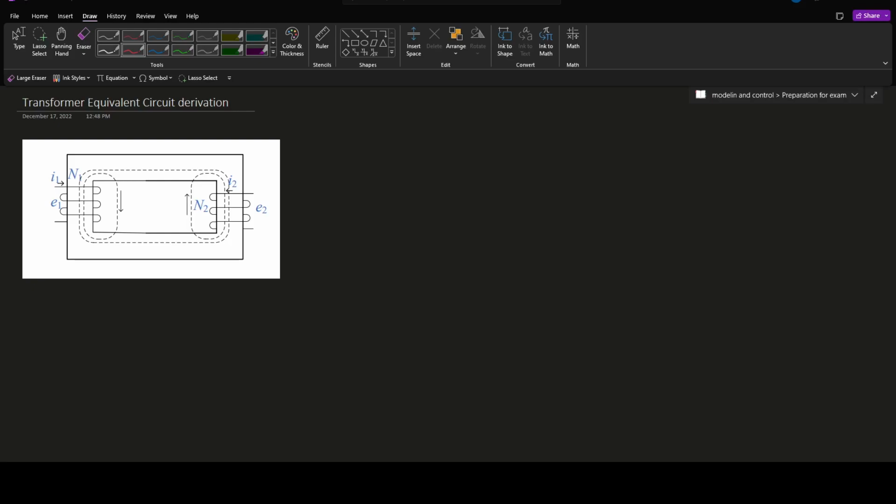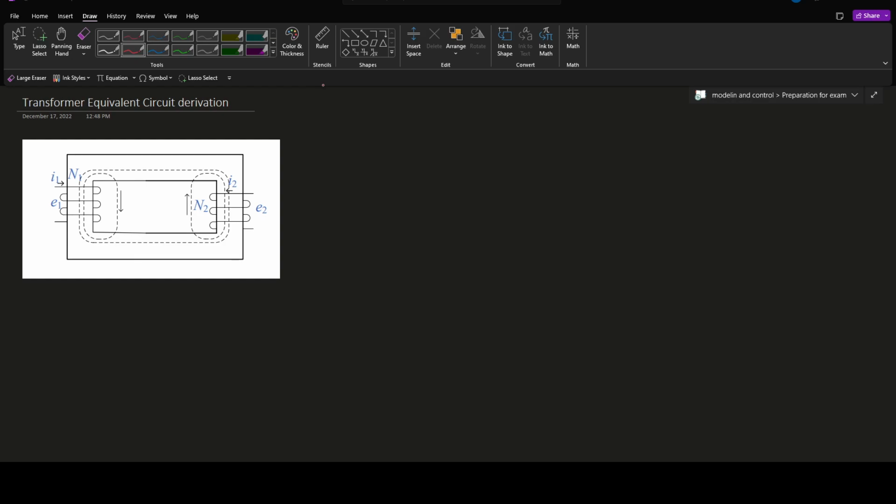Okay, we are going to try to derive the equivalent circuit for this magnetic core, and we are also going to try to derive the voltage equations. So first we need to draw the magnetic circuit.